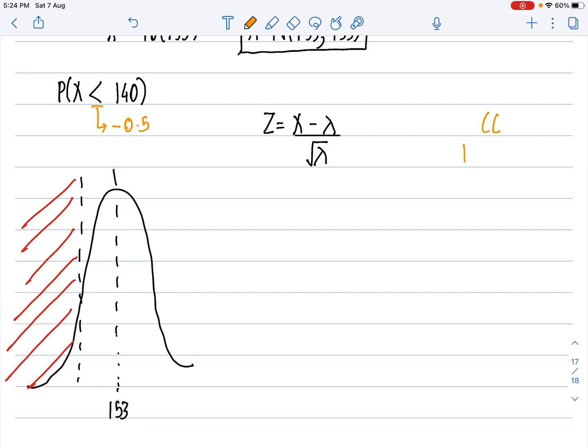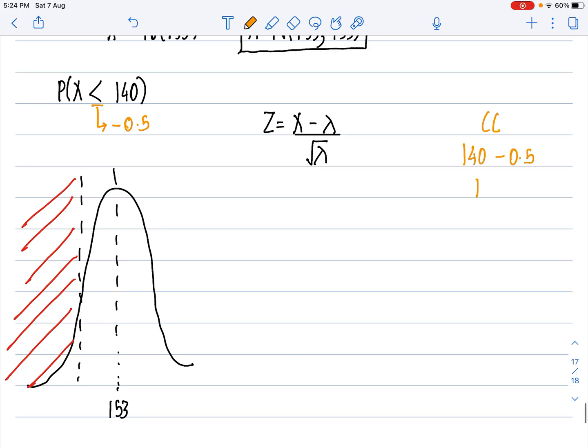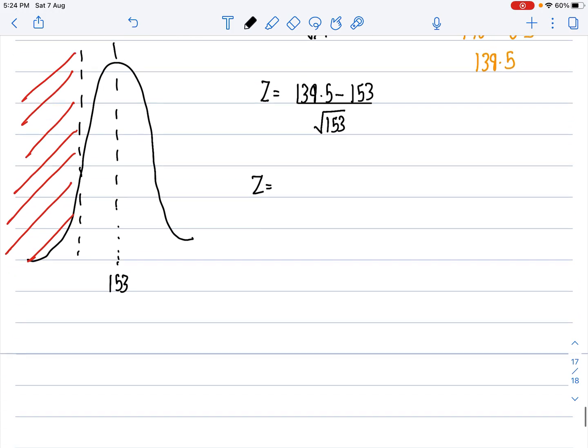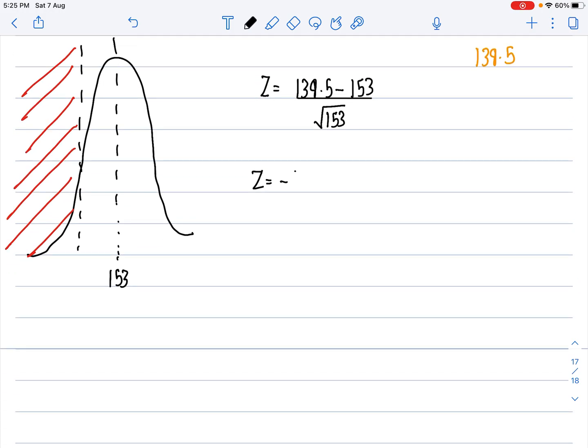So we simply write this as 140 minus 0.5, where we simply get 139.5, which is my new value. So I write my z basically as 139.5 minus the lambda, which is 153, divided by the square root of the lambda, which is 153. So I get my z value basically as negative 1.0914. Correct? So now basically I need less than this value.